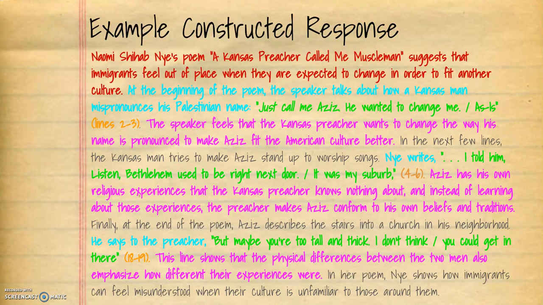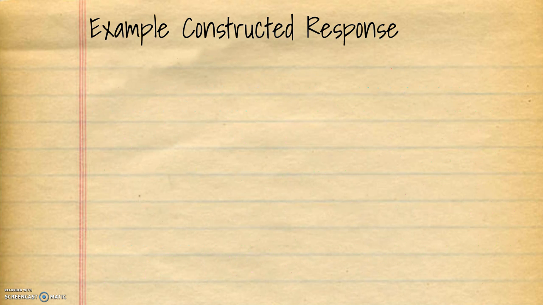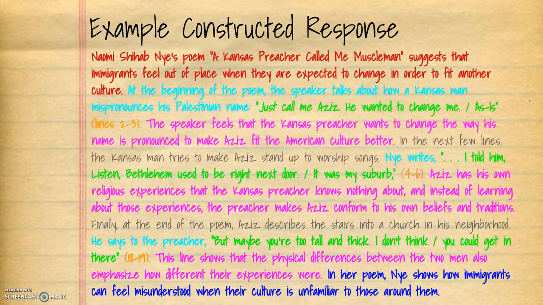The pink lines are all my explanation. So after each quote, I have at least one sentence that explains, in my own words, how the quote I used relates back to or supports what my thesis statement says about how immigrants feel out of place when they're expected to change in order to fit into their culture. Finally, at the very end in blue, I have my conclusion sentence where I restated my main point. I also mentioned Nye again, the author, to remind my reader what author I'm talking about.